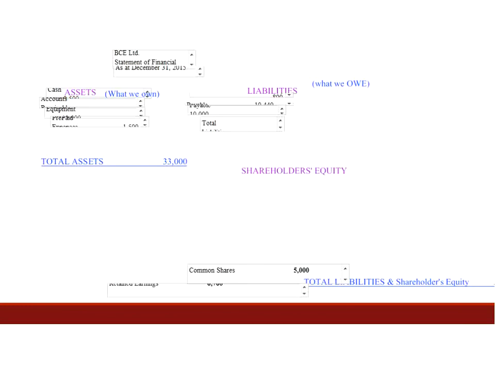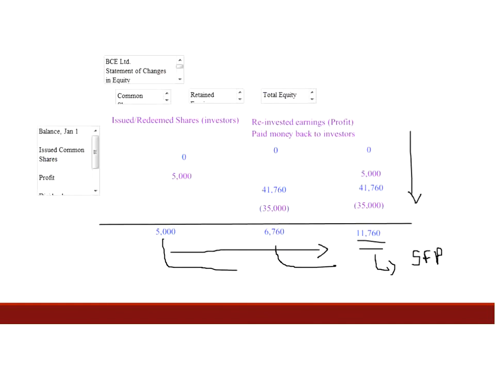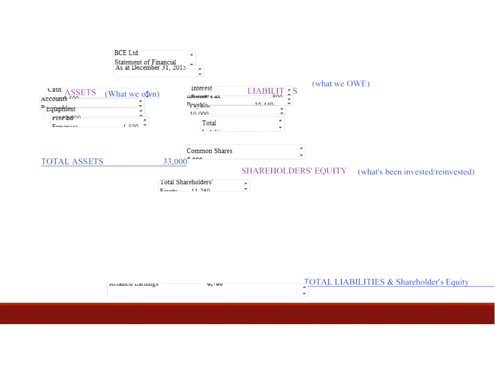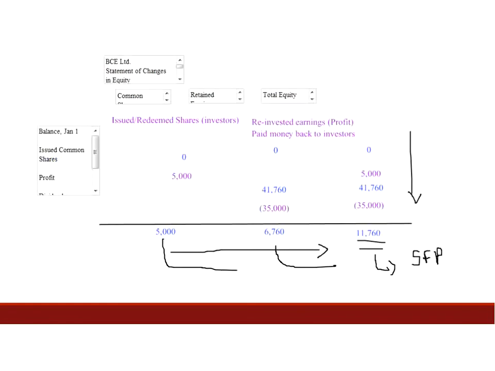We'll also add our shareholders' equity. So again, this is considered what we've invested or reinvested in the company. And again, similar to our statement of changes in equity, you'll see the categories are very similar. We have our common shares. And again, we get that figure from our statement of changes in equity, $5,000 in common shares. We have our retained earnings. And again, very similarly, we get that from our statement of changes in equity.